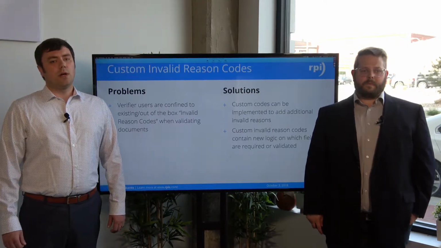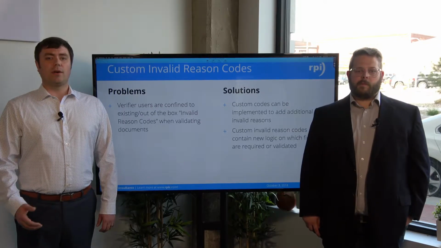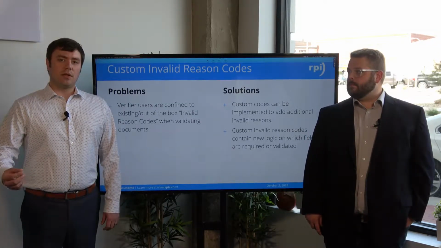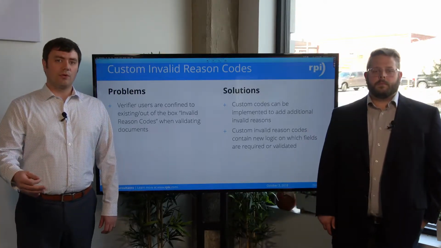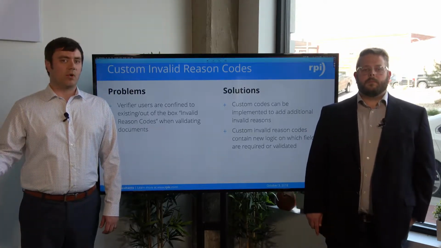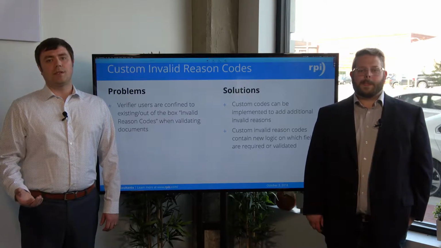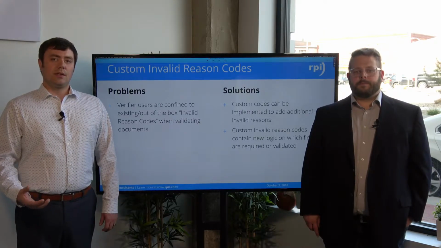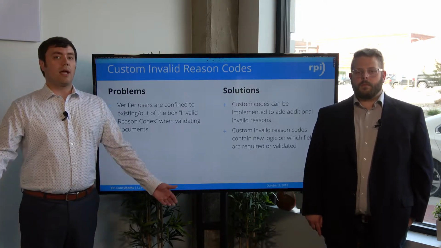So Brainware comes with a certain set of custom or invalid reason codes out of the box. These are things that you can utilize to try to force a batch through so that you can get it extracted and into the rest of your process. However, the ones that come out of the box aren't always what you're looking for or don't always meet your needs. So just remember that we can create new ones.